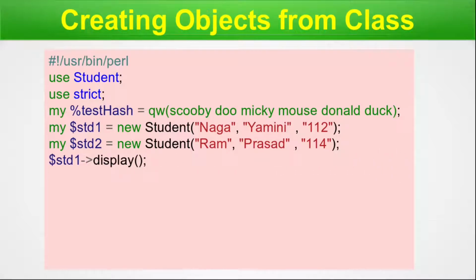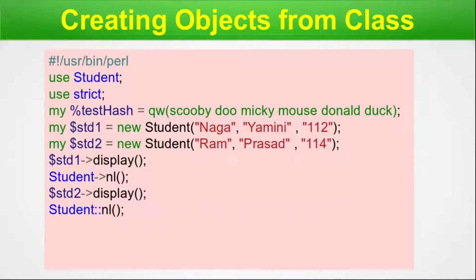And we write here student1 then display. We are calling the display method that has been defined in the class to print all the internal data of student1. Now for space we are calling student then nl, so we are calling a subroutine directly from the class. We could have done it with the object also, that is not an issue. And next we write student2 display, and then we do student::nl. So you see in this nl what we have done: we have called the method in two different ways.